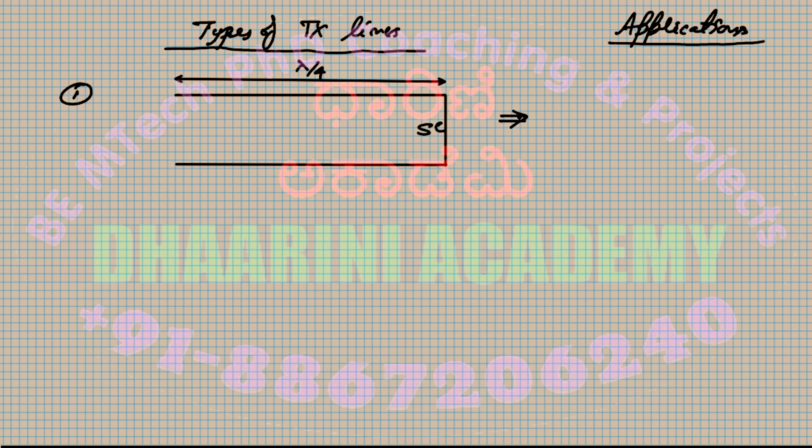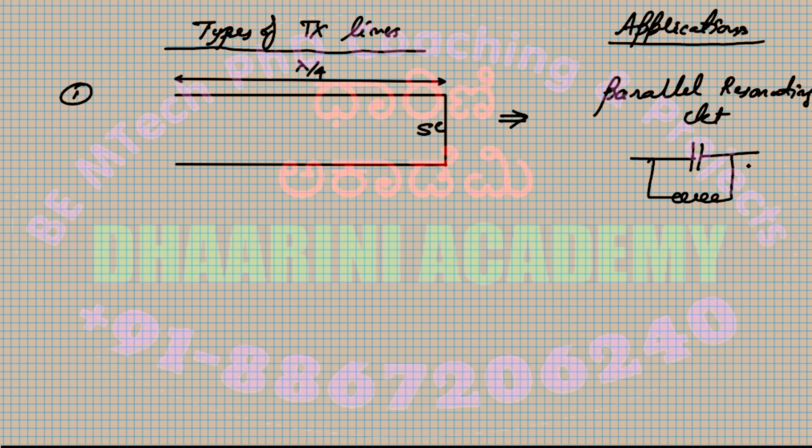Where do you use this? Whenever I want to have a parallel resonating circuit. If you remember, a parallel resonating circuit, you can have one capacitor, this is the simplest one, one capacitor and one inductor, C and L in parallel, generates a parallel resonating circuit. So what is the option in case of a transmission line? Simply use this. That's the very fundamental application.